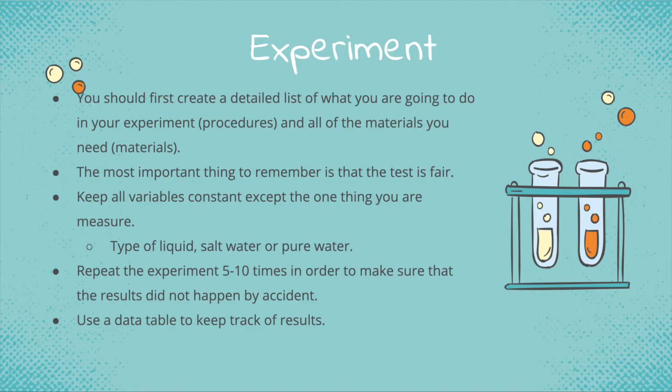In my experiment, the constants could be the temperature of the room, the size of the ice, or the amount of light that the ice cubes are exposed to. When conducting the experiment, you should repeat the trials at least 5 times, but the more the better. That way you can make sure that the results did not happen by accident. So don't forget to have a data table to keep track of your results.